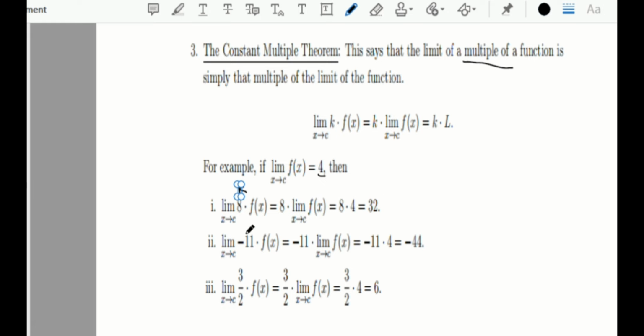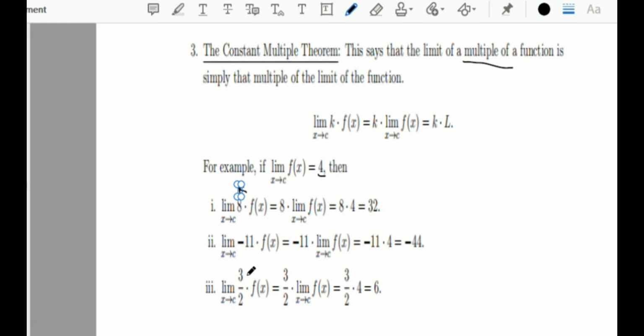Okay. Next example, we have the limit of negative 11 times f of x. So this constant can be written outside or before the limit. So multiply negative 11 times the limit of f of x, which is given by 4. So we have negative 44.